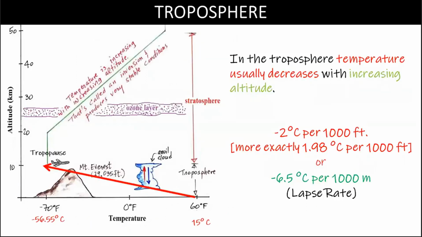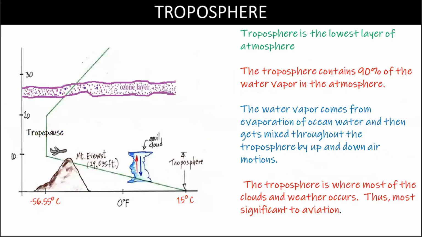In the troposphere, temperature usually decreases with increasing altitude, about 2 degrees Celsius per 1,000 feet or more exactly 1.98 degrees Celsius per 1,000 feet. Or 6.5 degrees Celsius per 1,000 meters. Troposphere is the lowest layer of atmosphere.